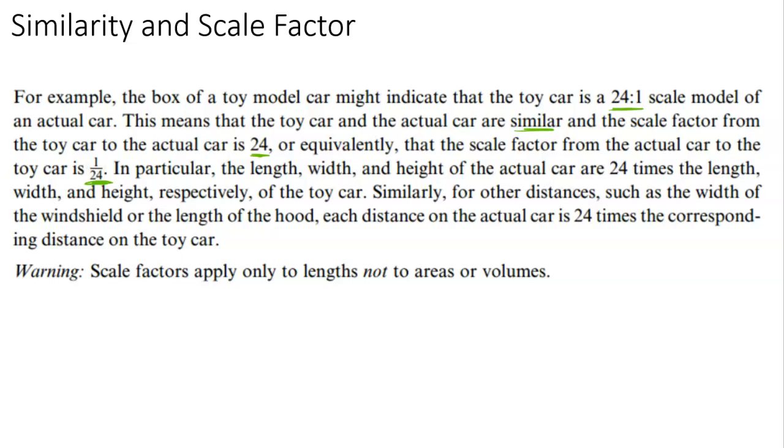So if we think of the actual car, it's going to be 24 times the length, the width, and the height, all of it. And the distances such as the width of the windshield, everything is going to be 24 times. Everything. And that's the key for similarity.